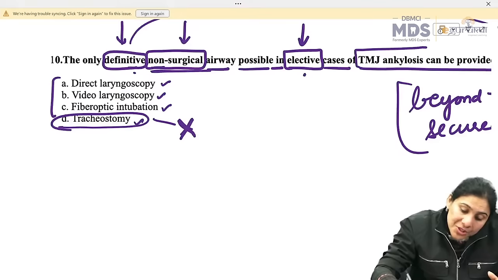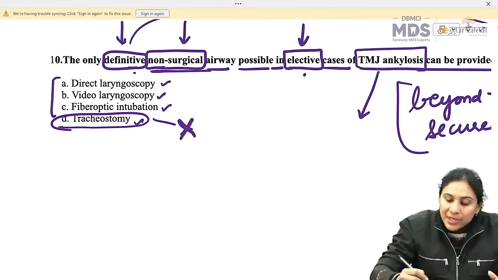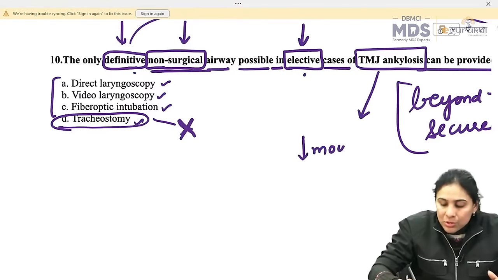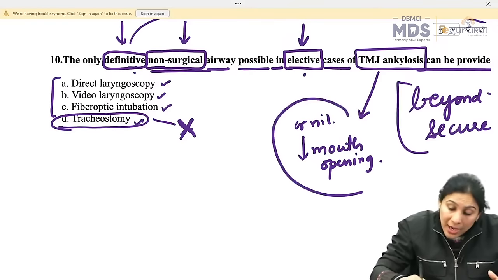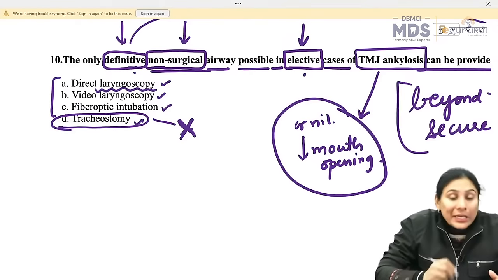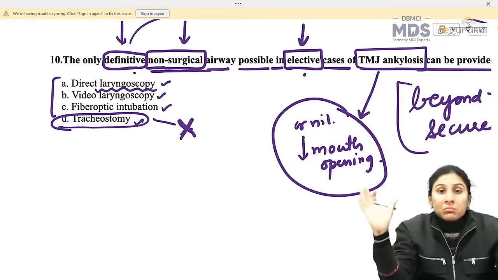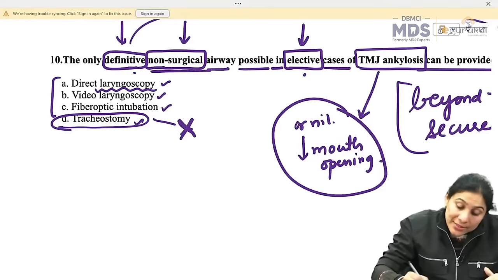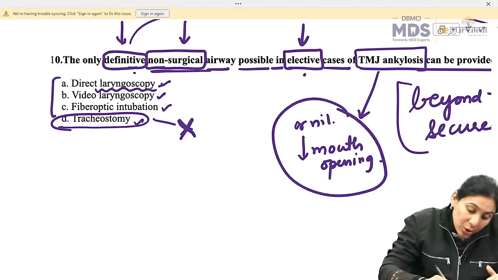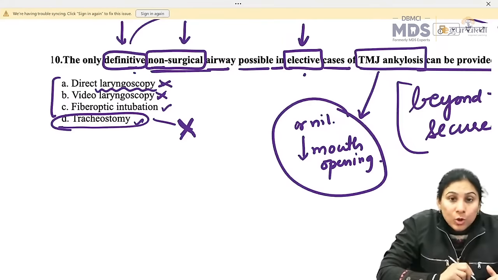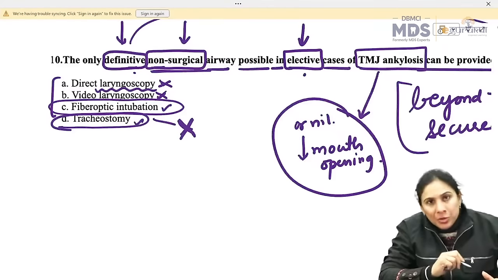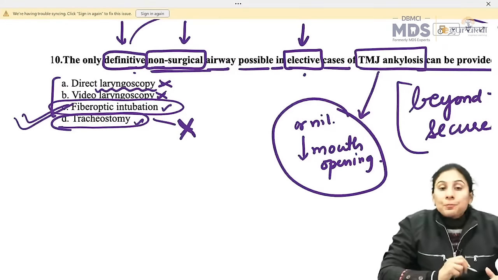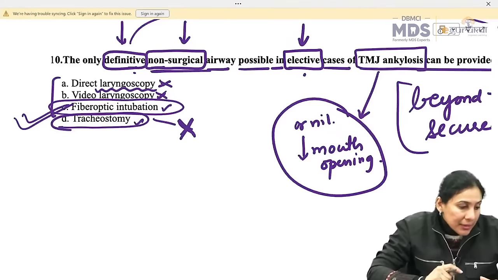The question is of TMJ ankylosis. The problem with TMJ ankylosis is reduced mouth opening, reduced or even nil mouth opening. And laryngoscopy can only be done in a wide open mouth. So, since there is reduced or nil mouth opening, you cannot do direct or video laryngoscopy. The only option left is a nasal fiber optic intubation, which is the correct answer. All right, all of you are absolutely correct.